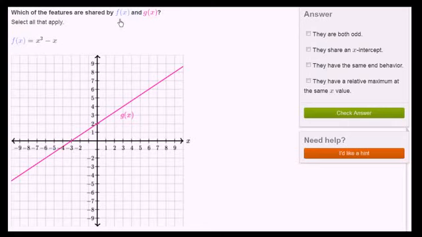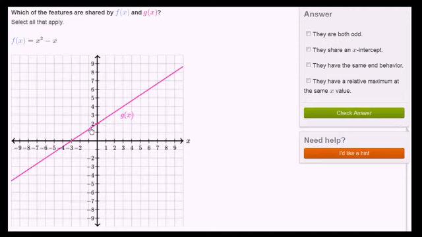Which of the features are shared by f of x and g of x? Select all that apply. They give us f of x as being defined as x to the third minus x, and they define g of x essentially with this graph. So what are our options? The first one is that they are both odd.